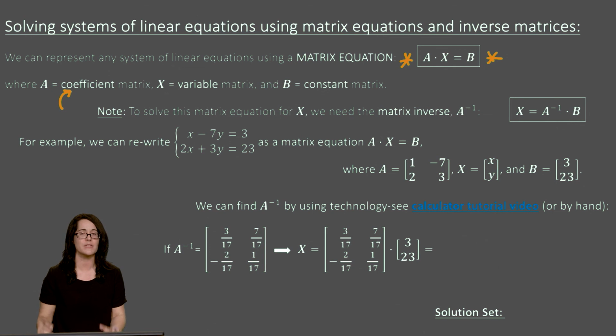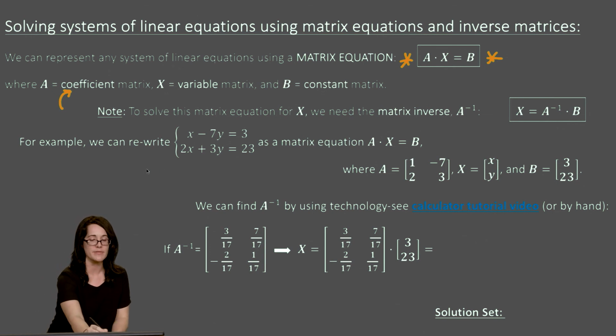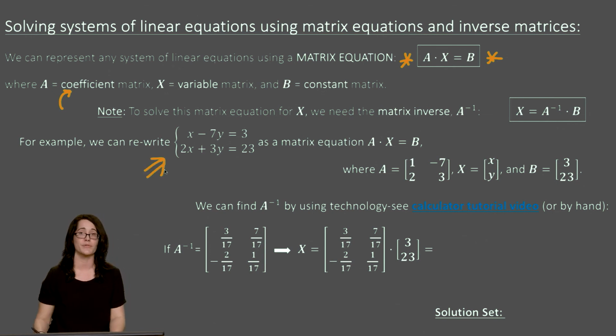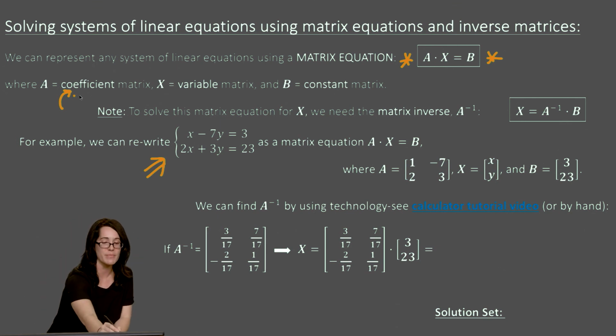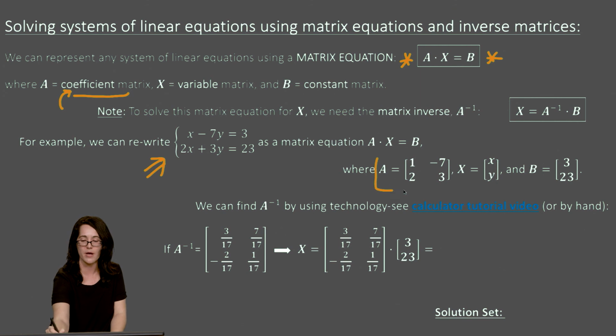So for example, let's do this in context. Take a look at the system of equations in the middle of your notes on this slide. We have x minus 7y equals 3 and 2x plus 3y equals 23. So if I were to ask you, what are your coefficients, you would say, well, the coefficients of x are 1 and 2, and the coefficients of y are -7 and 3. So when I say the coefficient matrix A, that's the matrix I'm talking about.